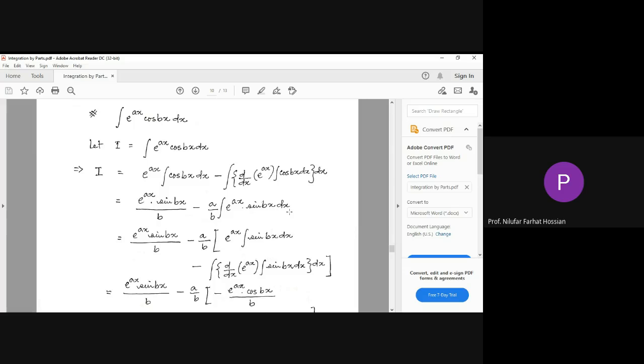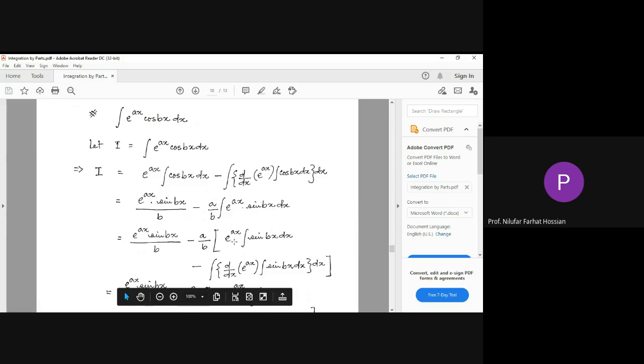What I want to tell you is that here your e to the power ax was the first function and this one was the second function. So when you apply integration by parts here, you have to take e to the power ax as the first and sine bx as the second. Is it clear to you? Yes, miss. Yes, just try to remember this. The function that you have chosen here as the first, here also you have to choose it as the first one. That's all. So here I am taking a by b common, put a third bracket.